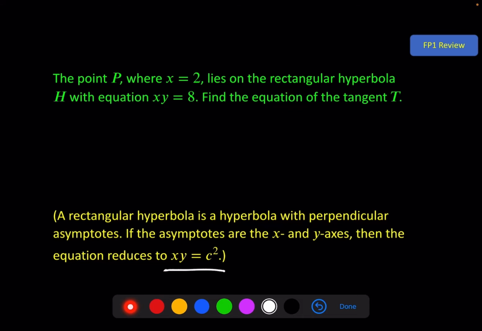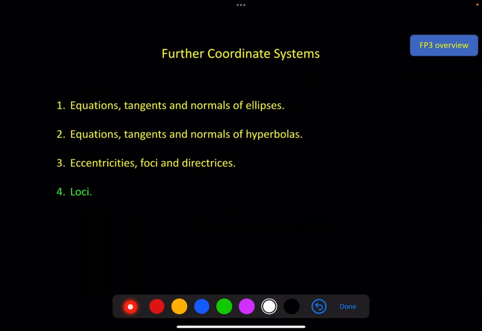So that's a little bit of review for FP1. In this video we're going to look at loci, putting together everything we've learned so far to solve some problem-solving sorts of questions. Two examples, one fairly quick and one quite involved.